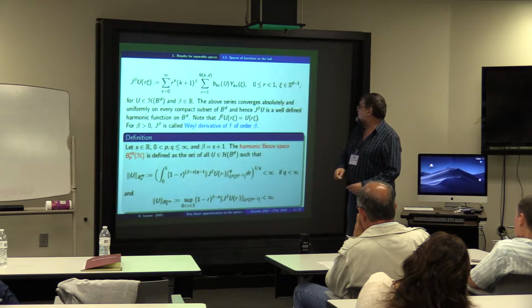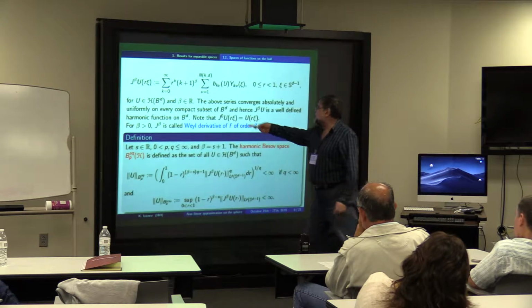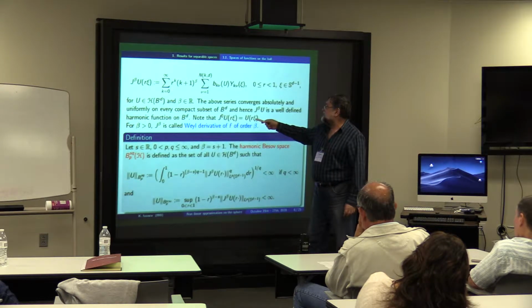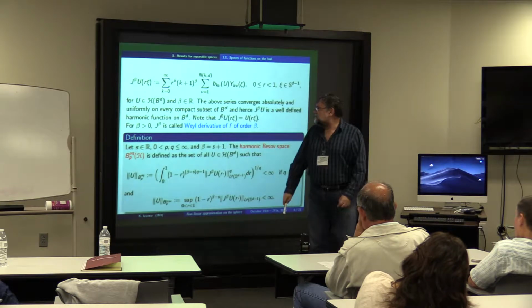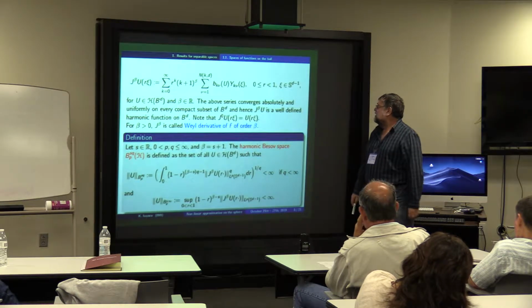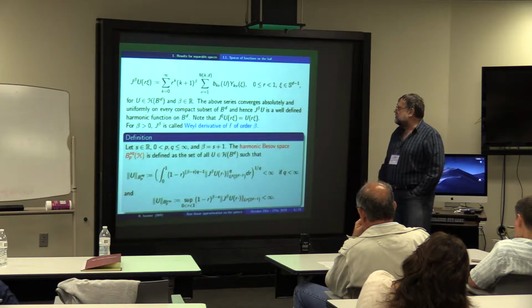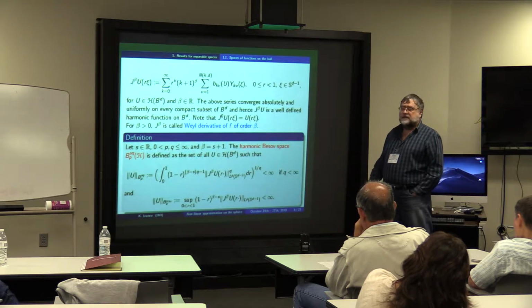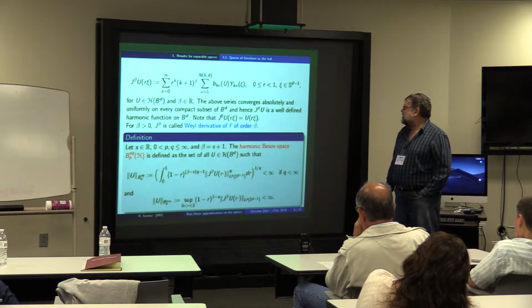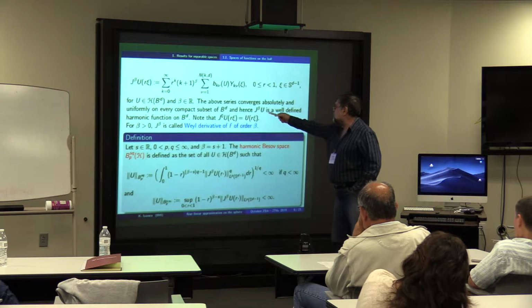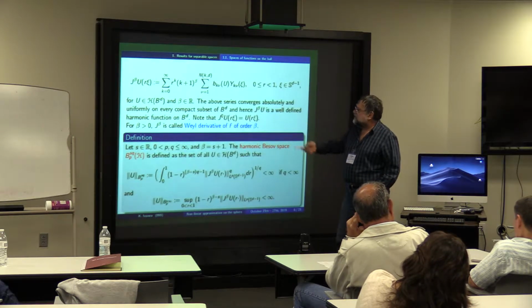If I'm not mistaken, yes. So, when beta is 0, we have the identity here, and this series for any beta converges absolutely and uniformly on every compact subset of the unit ball. So, this is also a well-defined harmonic function.